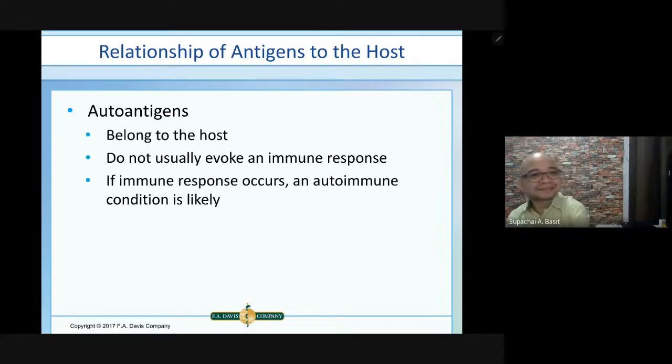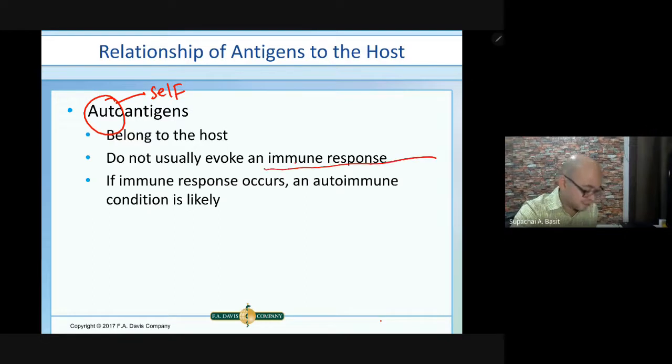Okay, so therefore, let's talk about the relationships of antigen to the host. Okay, so a while ago, I was telling you that we do not react to our own tissue. Because an autoantigen, the term auto refers to self, meaning to say it belongs to the host. And an autoantigen will not usually evoke an immune response in the host. Okay? If an immune response does occur, an autoimmune condition is likely. Meaning to say, you have already developed an autoimmune disease.